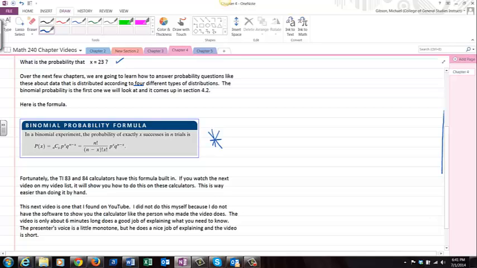The next video is one that I found on YouTube. I didn't do this one myself because I don't have the software to show you how to push the calculator buttons. This video has the calculator on it, and it shows you clicking the buttons, and then on the screen it even lists the buttons that he clicked. Very nice for learning how to use the calculator.